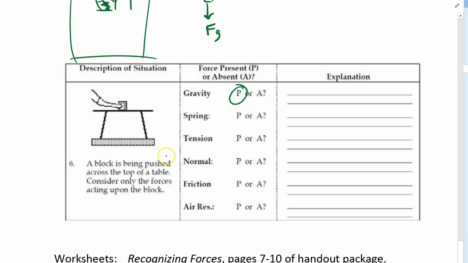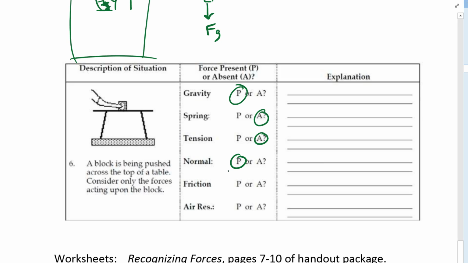Is there a spring force? Well, there's no spring in this picture, so I'm going to say absent. Is there tension? Well, there's only tension if there's a rope or a string, so I'm going to say absent. Is there a normal force? In other words, is it resting on a surface? Yes, present. There's definitely a normal force.